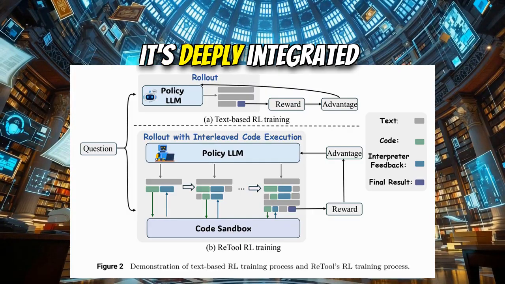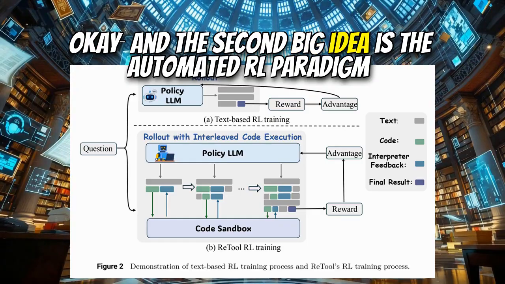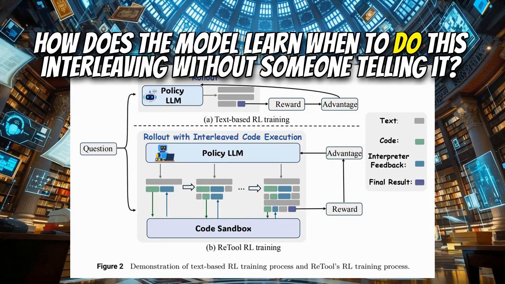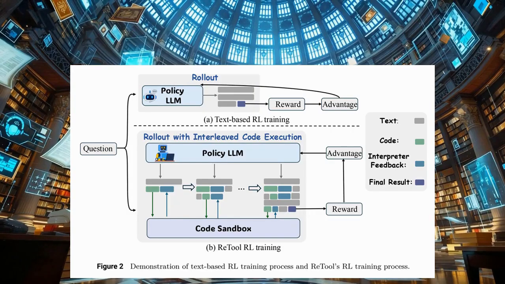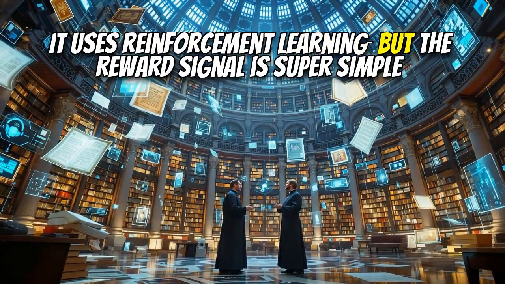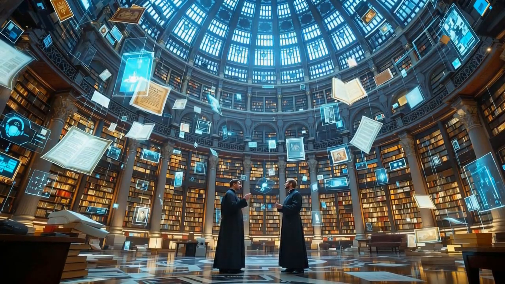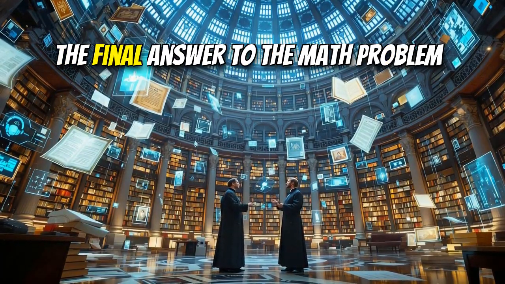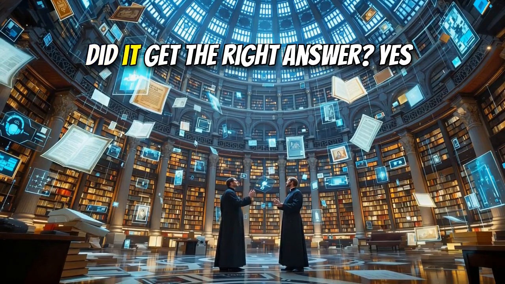Precisely. It's deeply integrated. Okay, and the second big idea is the automated RL paradigm. How does the model learn when to do this interleaving without someone telling it? Yeah, this is the clever part, I think. It uses reinforcement learning, but the reward signal is super simple. It's just based on the final outcome. The final answer to the math problem. Exactly. Did it get the right answer?